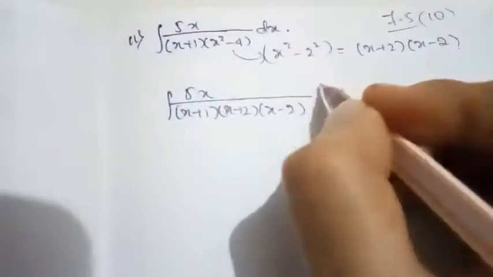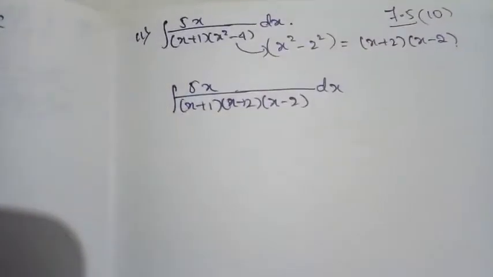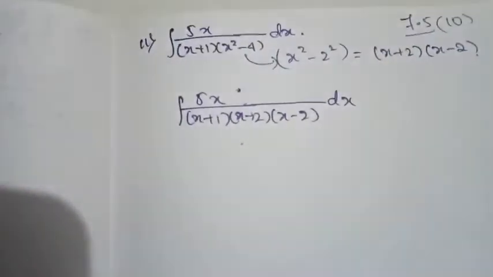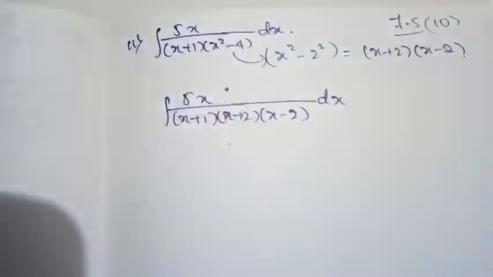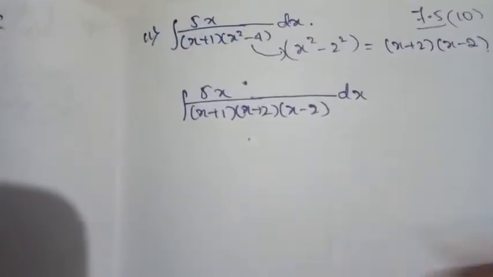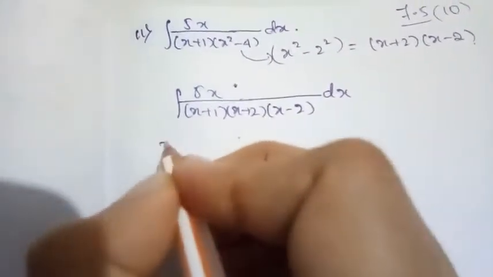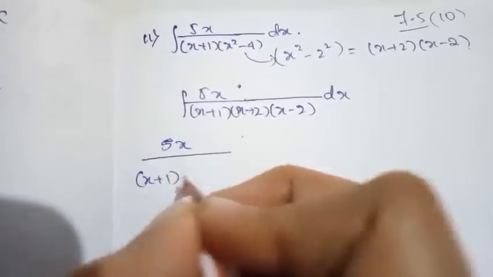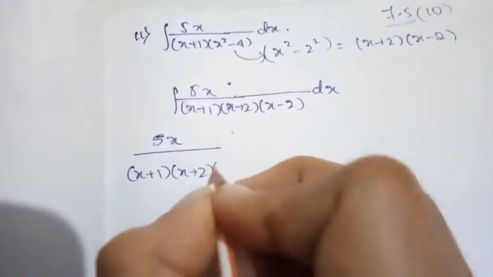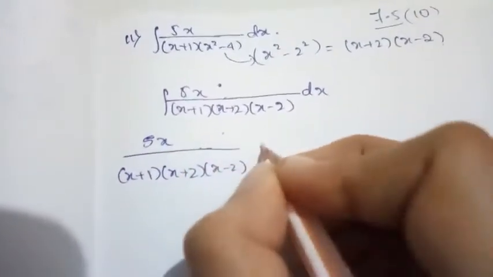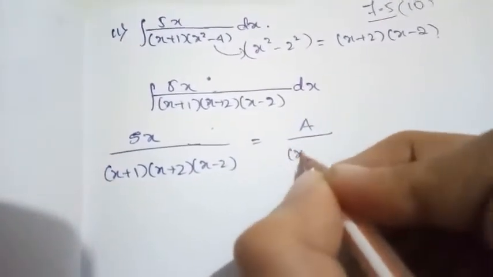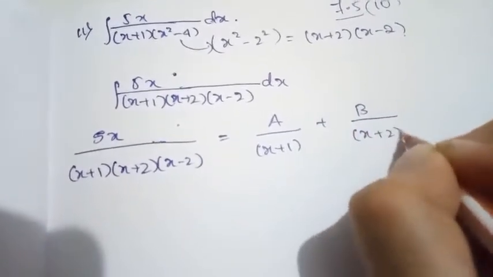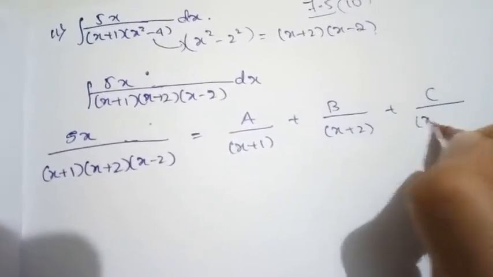Clearly you can see that this given question is a proper fraction, because the degree of the numerator is less than the degree of the denominator, and in the denominator we have non-repeating linear factors. So for non-repeating linear factors, we take the integrand 5x divided by (x plus 1)(x plus 2)(x minus 2) as equal to A divided by x plus 1, plus B divided by x plus 2, plus C divided by x minus 2.